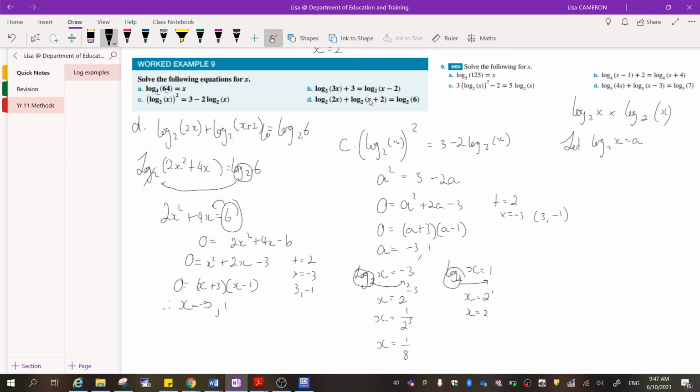So if I substitute negative 3 into this part here, negative 3 plus 2 will give me negative 1. So that's not a solution. So therefore, x equals 1, as negative 3 gives a negative in the bracket.